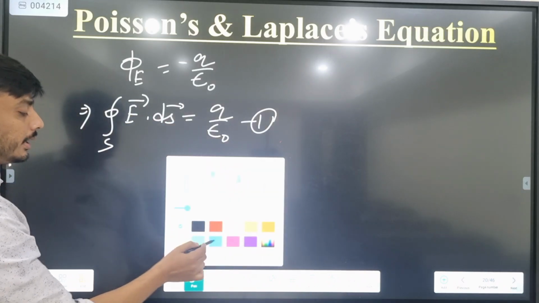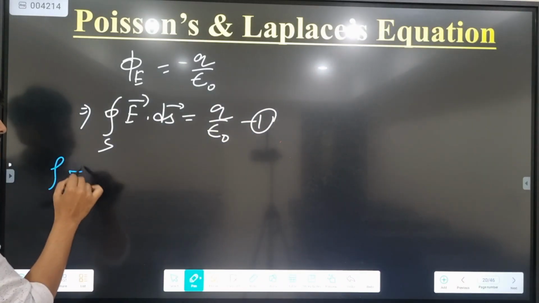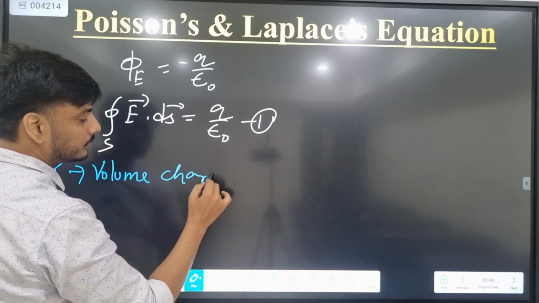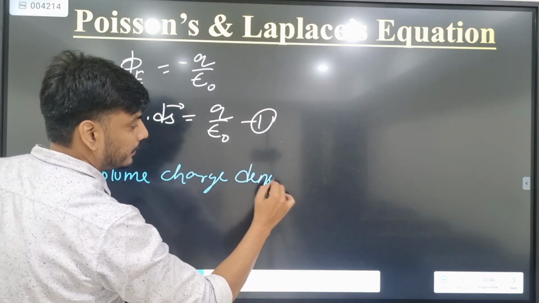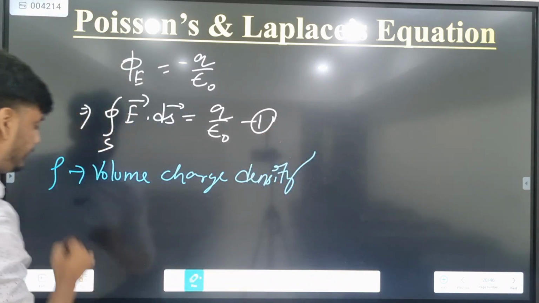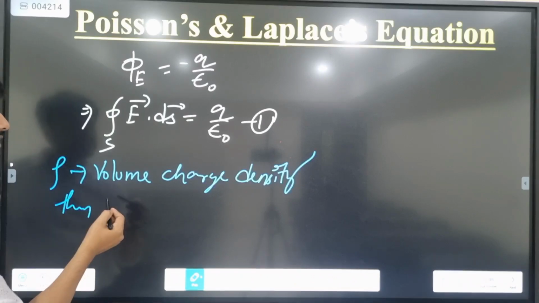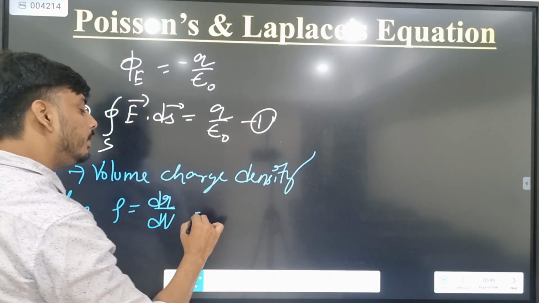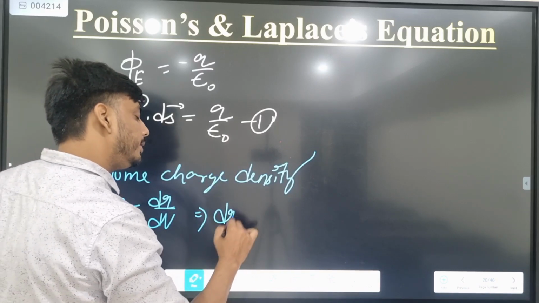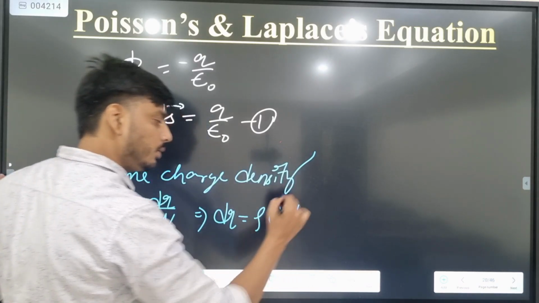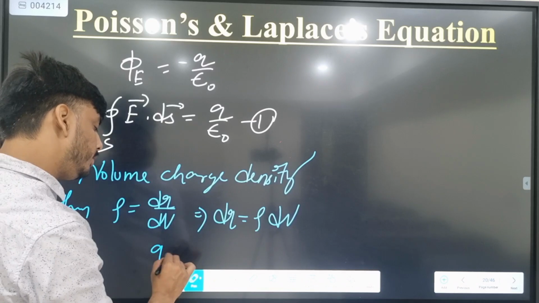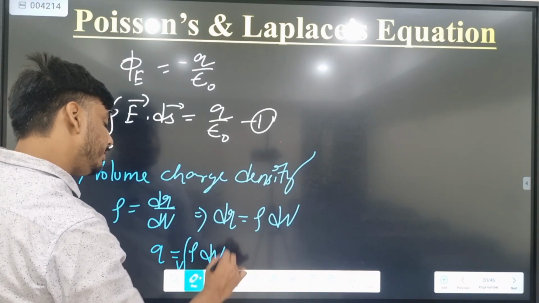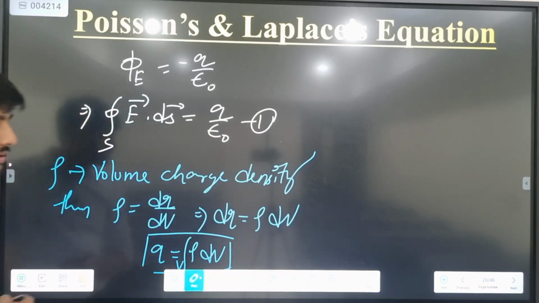So if rho is the volume charge density, then rho equal to dq by dv. So dq equal to rho dv, or q equal to the integration over v of rho dv. This is the formula for volume charge density.